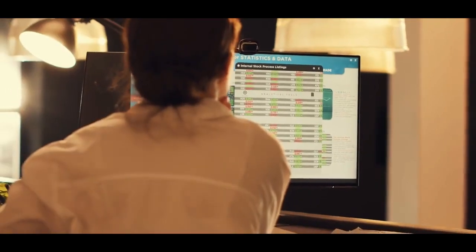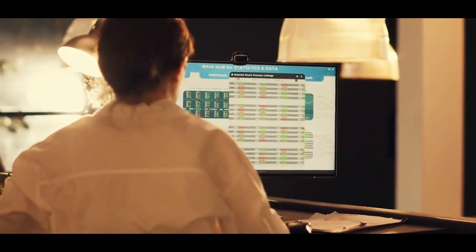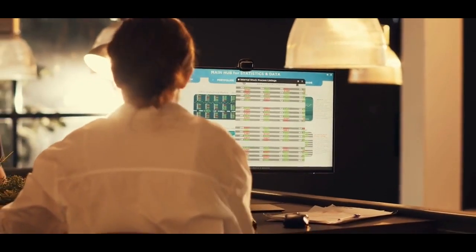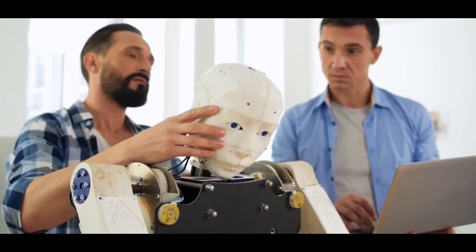Consider whether the platform provides research reports, news updates, or expert analysis, which can help you stay informed about market trends and make better informed investment decisions. Having these tools readily available can give you a competitive edge in the market.